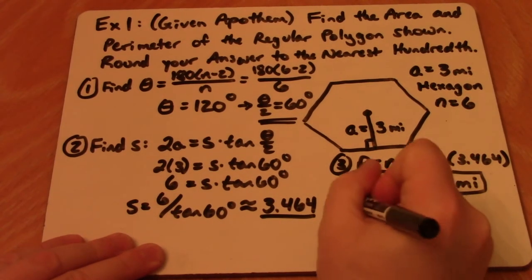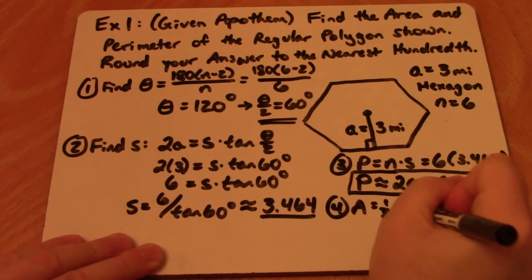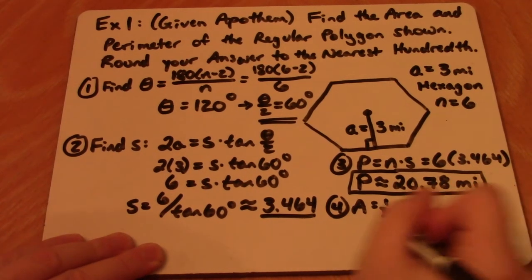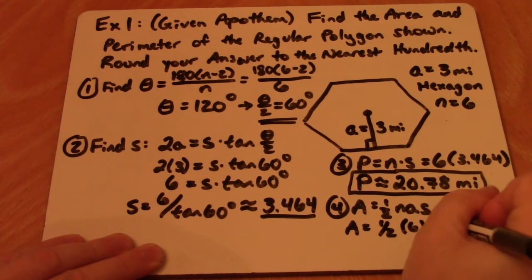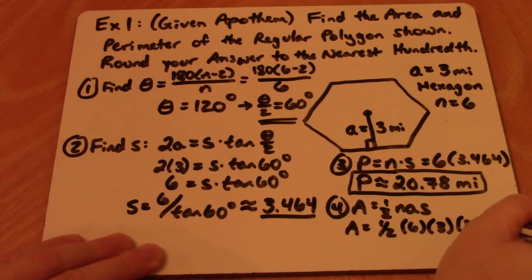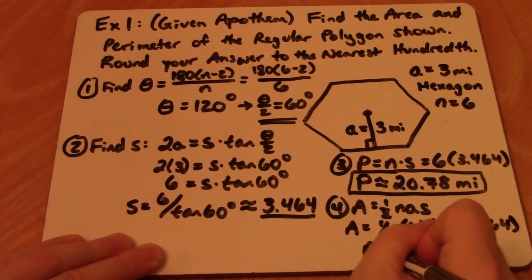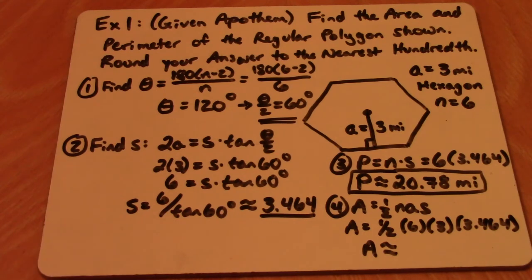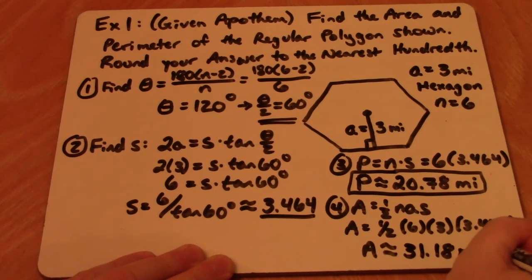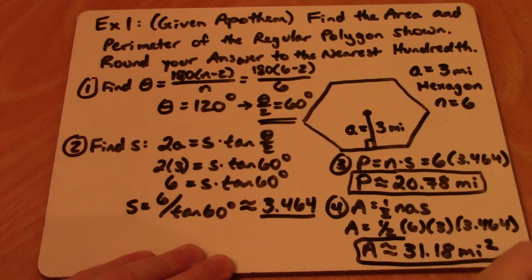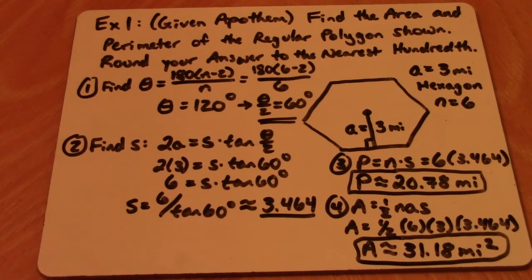Then we need to find the area. Area is 1/2 n a s. So the area would be 1/2 times 6 times 3 times 3.464. We would feed that to our calculator, and again we're going to round that to the nearest hundredth. So 1/2 times 6 times 3 times 3.464 would be 31.18 square miles, because it is area. Perimeter is always in units, area is always in units squared.